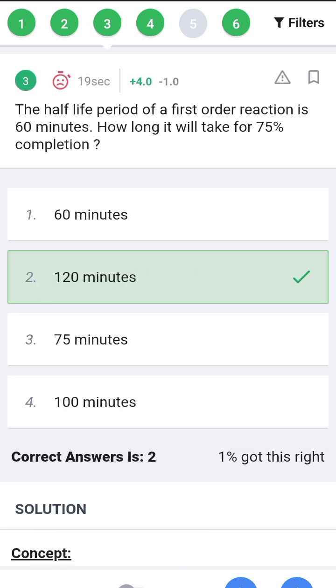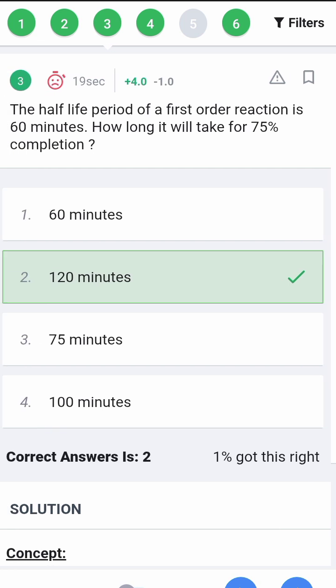The half life period of a first order reaction is 60 minutes. How long will it take for 75% completion? For 75% completion, the time will be twice the t 50%. That means 120 minutes for a first order reaction.